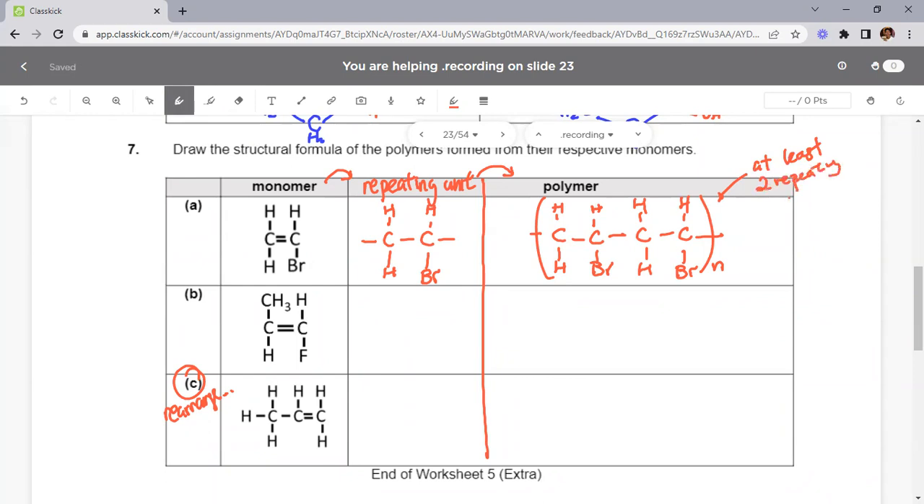Of course you can draw 3, and 4 repeating units are up to you, but you just have to answer the questions. Make sure that if they say at least 2 repeating units, then make sure you have at least 2. You write 3, you write 4, I have no issues. Just that you're wasting time by drawing more.